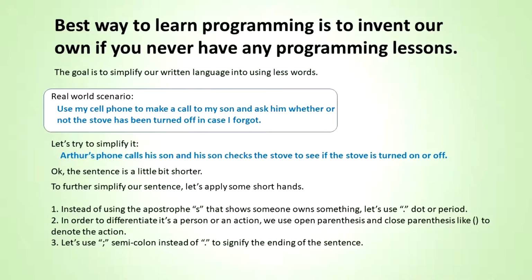Okay, let's try to use these shorthands, and we get something like this. Arthur.phone.call, and inside of the parenthesis we have son.checkstove. If you can understand this statement, you have skipped weeks of programming classes, really, and seriously, you are halfway there already. Other popular programming languages like Java and C# use the same dot notation with open-close parentheses to denote an action. Okay, we just finished our programming lesson.